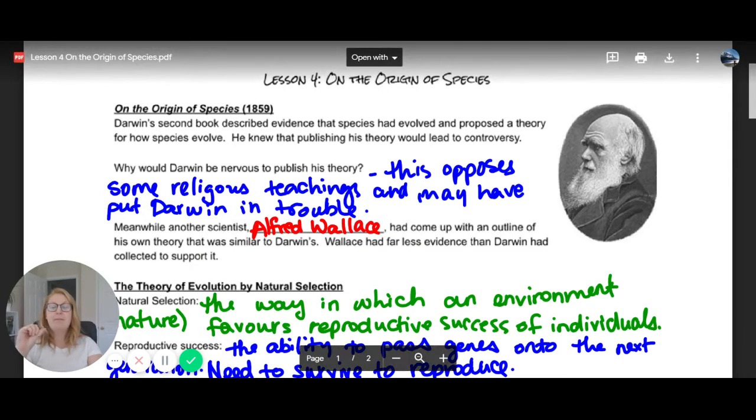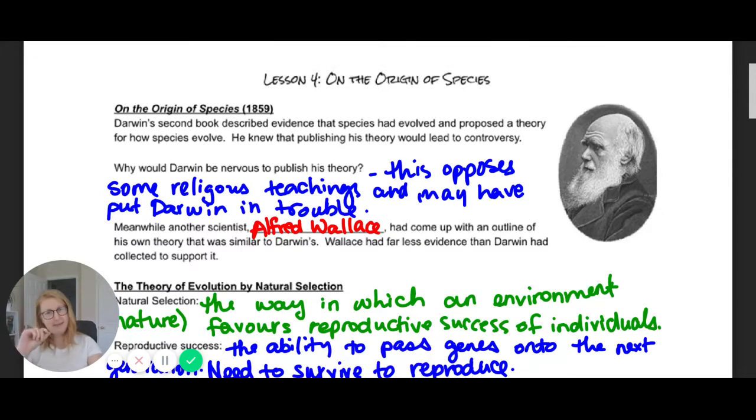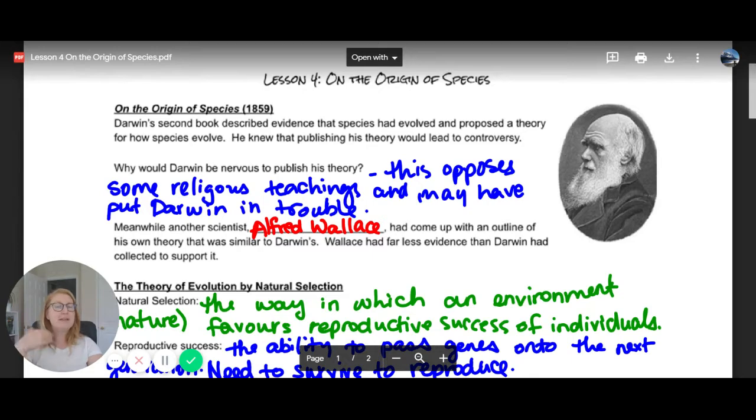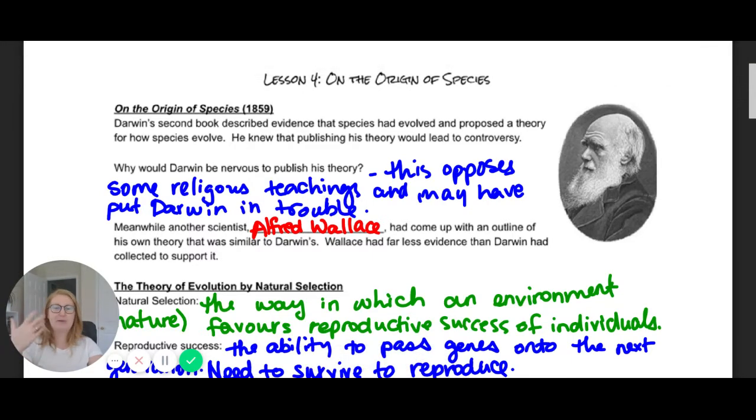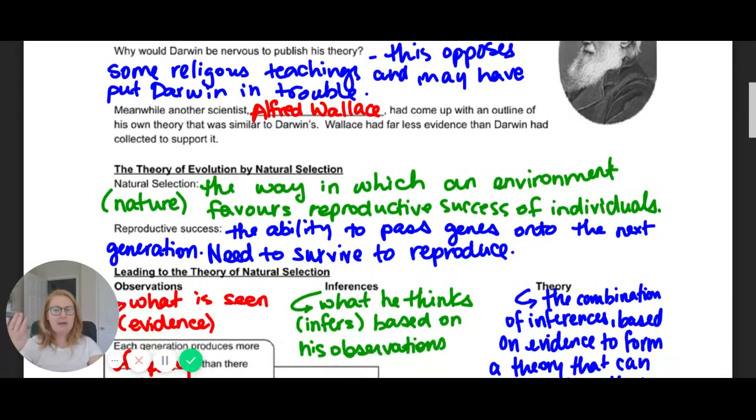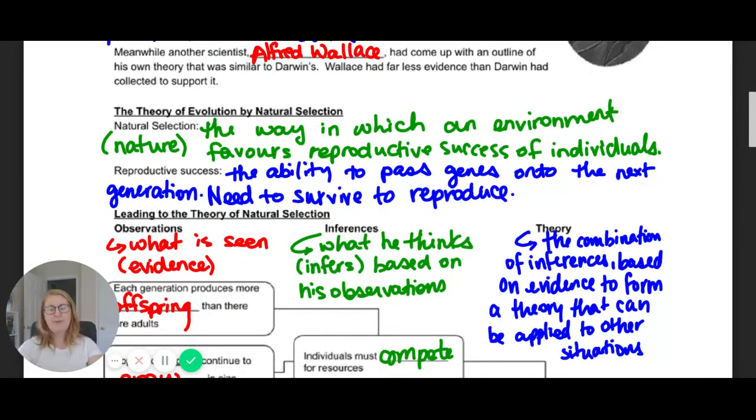Okay, so he actually held off for a little while because he didn't want to essentially get in trouble for his theory. Meanwhile, another scientist, also very famous, Alfred Wallace, came up with his own theory very similar to Darwin's, although he had a lot fewer actual observations. If you remember, Darwin had been traveling around the world and he had collected lots of samples. He had made lots of really detailed notes and he was looking at all these different types of organisms around the world. Wallace did not have that advantage. He just came up with this idea.